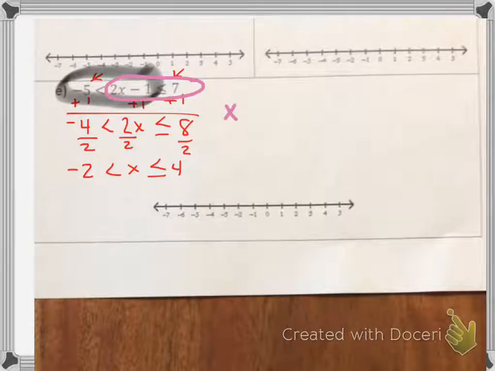You can actually see both of my answers here. My first answer is x is greater than negative 2. My second answer is x is less than or equal to 4. You can see both of them.